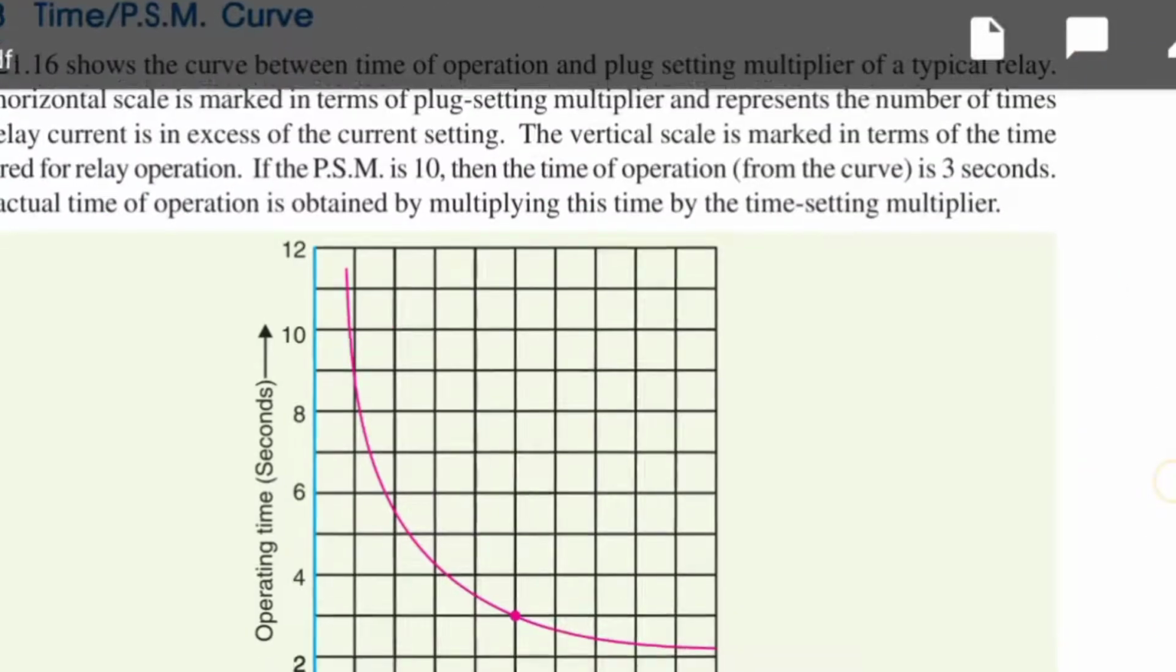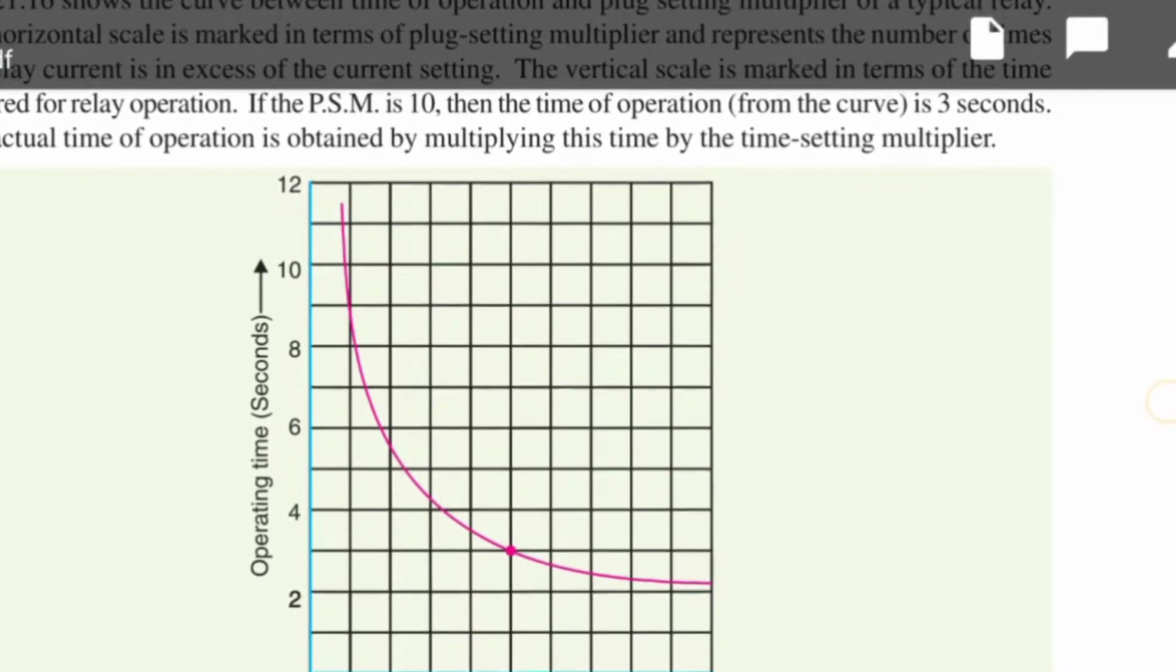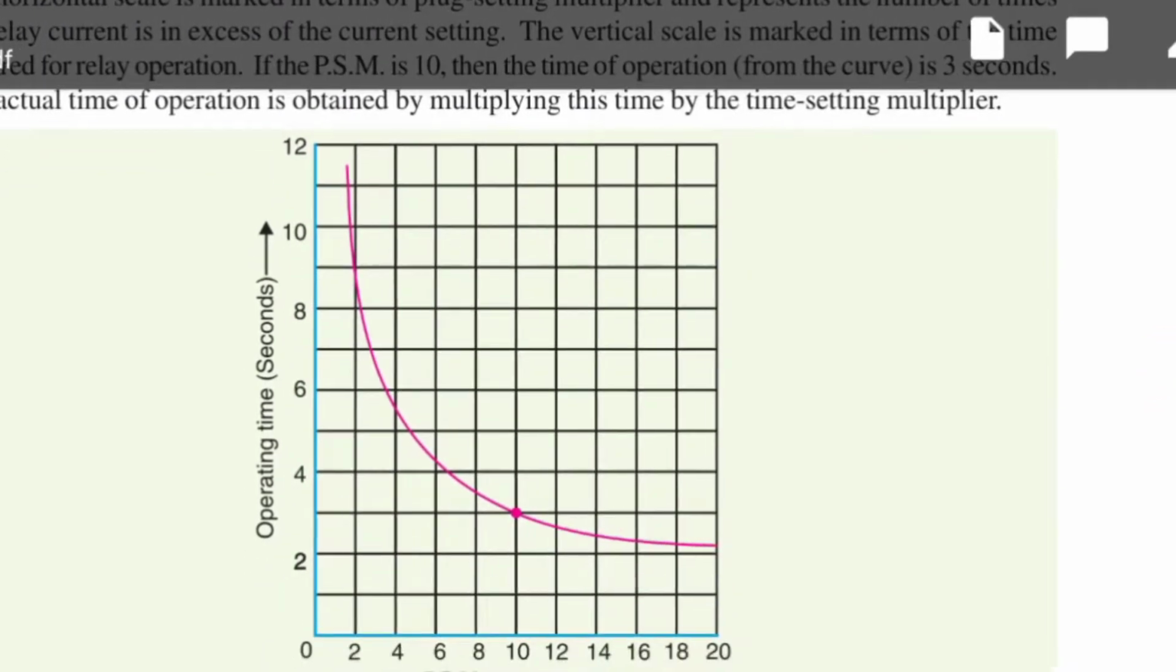Like this, a PSM curve will be there: plug setting multiplier versus operating time in seconds of a relay. For every relay the manufacturer will give this PSM curve. From the PSM curve we can say that if the PSM is 6, the operating time is 4 seconds. If it is 4 PSM, the time of operation is 6 seconds. Like that, a manufacturer will give a PSM table, and a PSM graph also.